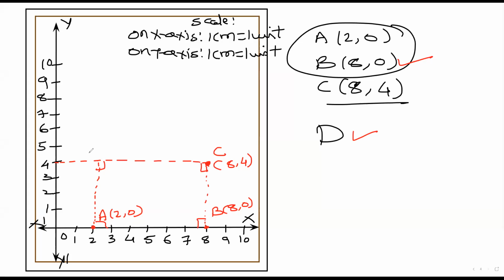So this will be D, and what will be the coordinates? Can you tell me? This is point D. What are the coordinates? 2, 4. Correct, 2, 4. That's all. So D is 2, 4. So this is how you can draw the rectangle.